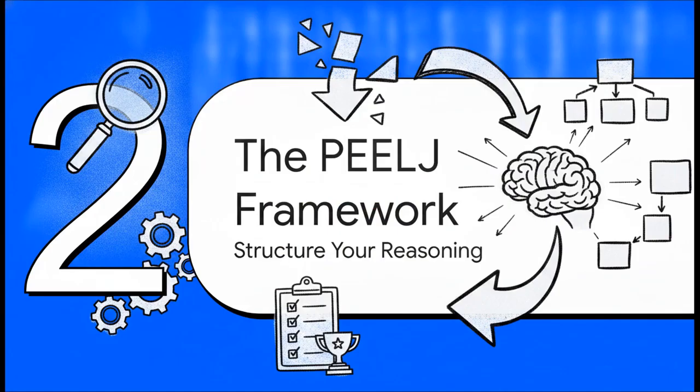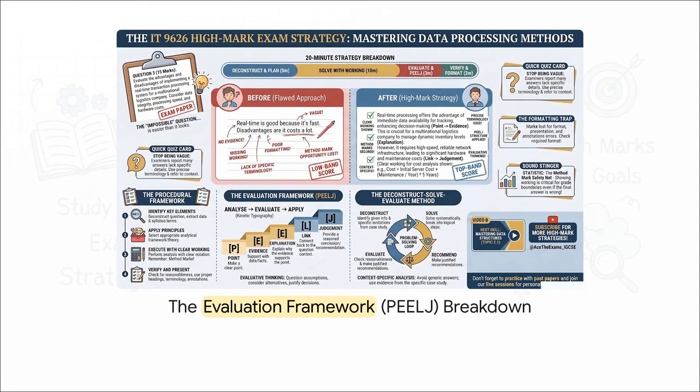Section 2. The PEEL-J Framework. To fix that generic answer trap once and for all, we rely on the PEEL-J framework. That stands for point, evidence, explanation, link, and judgment. Instead of just blurting out a fact, you state your point using precise terminology. Then, you back it up with evidence straight from the case study. You follow that with an explanation of how the process actually works, and then you link those consequences right back to the user or organization. Finally, you drop a judgment, evaluating exactly why it's better or worse than an alternative. This forces you to anchor your technical knowledge to the specific exam scenario every single time.